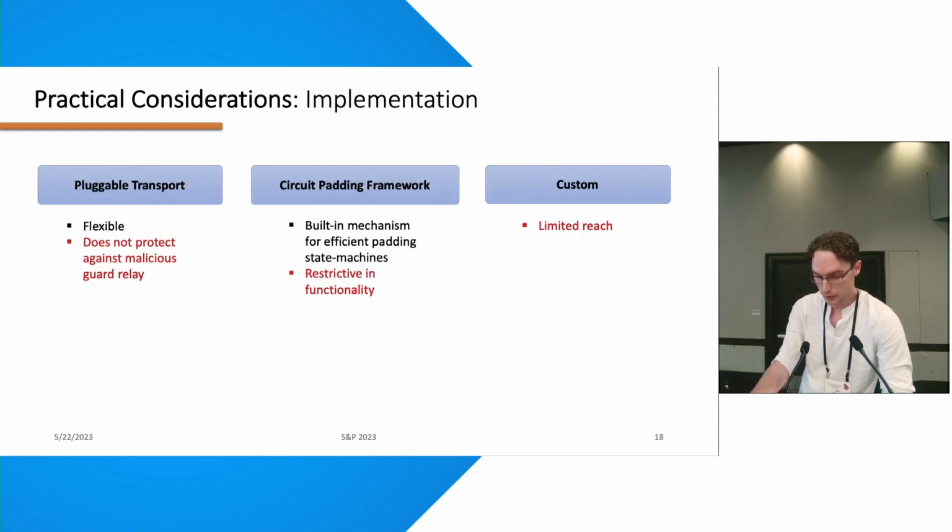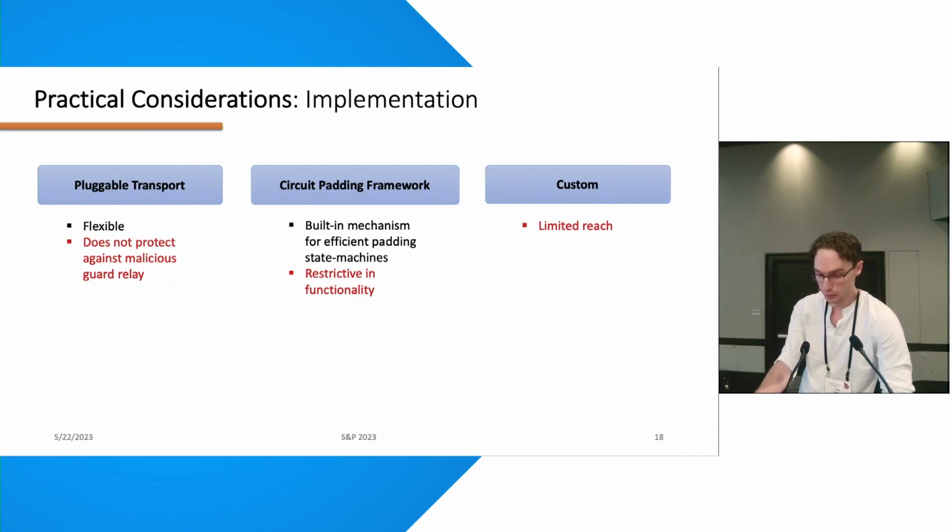Now, finally, perhaps the most important aspect of a defense is how realistic it is for the developers to be able to implement and apply it in practice. There are 3 different pathways that you can implement these defenses. These include the use of the pluggable transport system in Tor, or the circuit padding framework in Tor, or separately devising a bespoke custom solution.